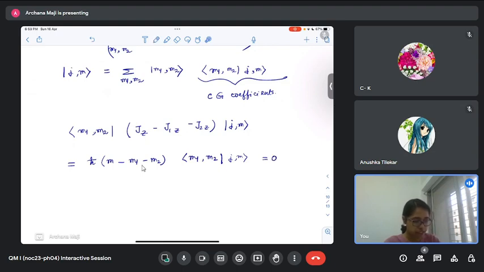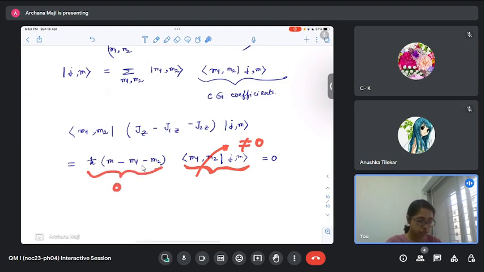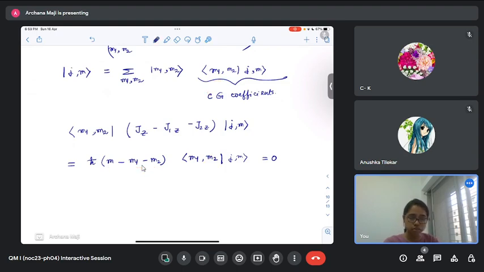Okay, now you see that this is actually equal to 0. Why? Because Jz is J1z plus J2z. So this is actually 0. What does that mean? For this CG coefficient to be not equal to 0, this has to be 0. Then only this entire thing will vanish, become 0. That's why M equal to M1 plus M2 for this CG coefficient to be non-zero.